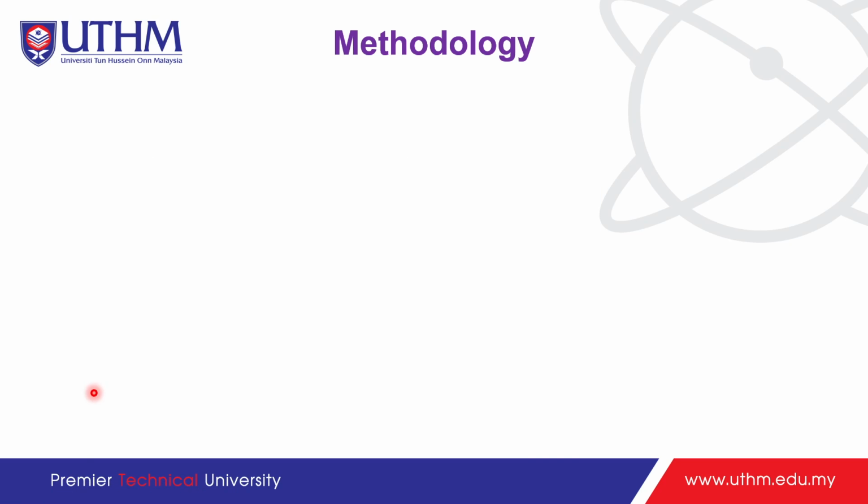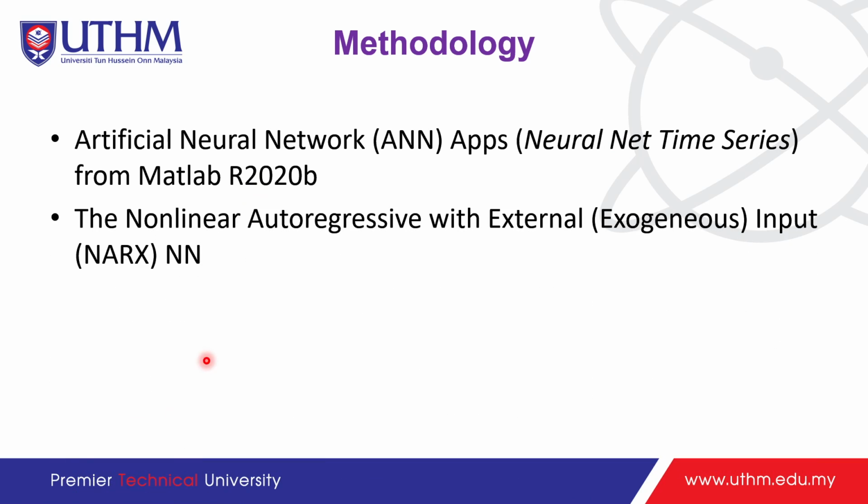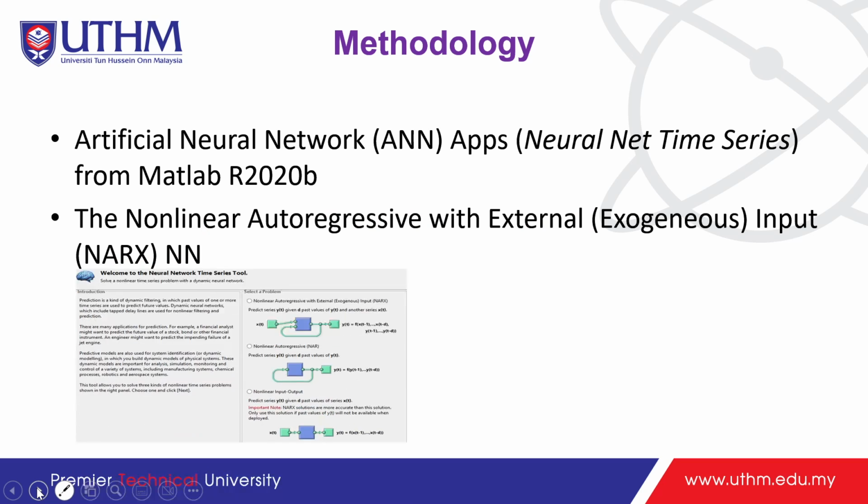Then we put it into the artificial neural network app, which is called Neural Net Time Series, from the Matlab 2020b. We get 3 options there. We choose the first option, the nonlinear autoregressive with external input, NARX, neural network. There are 3 types here, and we choose the first one. It means we input the xt and also the yt as inputs to get the forecasted result.